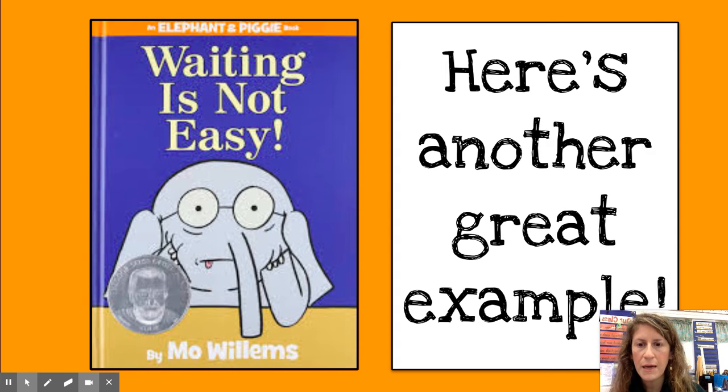Here was another great example of a book that had a great central message that we read together. Waiting Is Not Easy. So in this book, Elephant had to wait and wait and wait and wait and wait for that beautiful starry night at the end of the day. However, Mo Willems didn't just want us to remember that, oh, it's a really good idea to wait for that beautiful starry sky. He was trying to teach us a bigger message, that it's important to be patient, okay? And that sometimes when we're patient, it's worth the wait, okay? So that's the bigger idea.